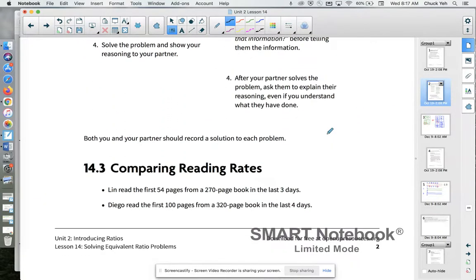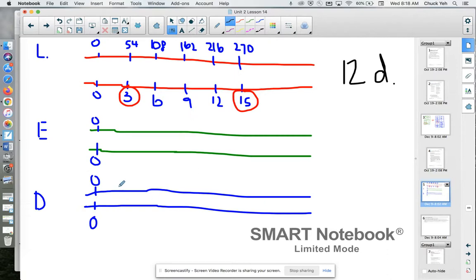Let's do it for Diego then. Read the first 100 pages from a 320 book in the last 4 days. All right. So we got 4, and then what did we say? 100, right? So let's go to 8, 12, 16. Did I miss a number? No, I don't think I did. 16. All right. Go ahead and pause it and fill in what you think those top numbers are.